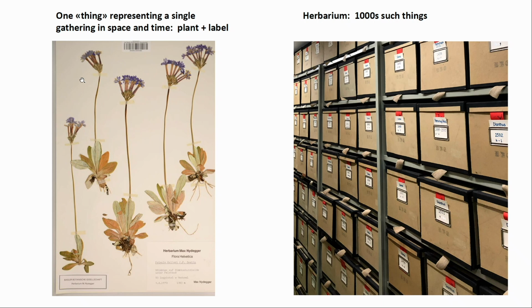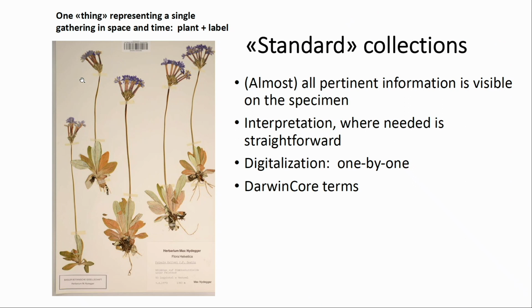So what is a specimen? A specimen is a thing representing a single gathering in space and time. So usually, in this case, it's a plant, and there's a label. And these things are placed into boxes, and you know where to find one if you know what species you're looking for because of a filing system. But there's no interaction between the objects, so to say. All the information is contained on the specimen. It's visible on the label.